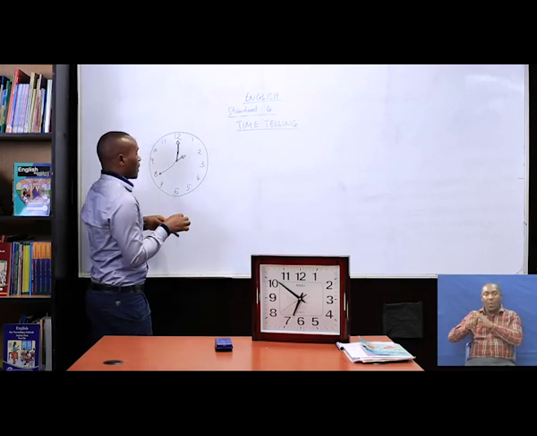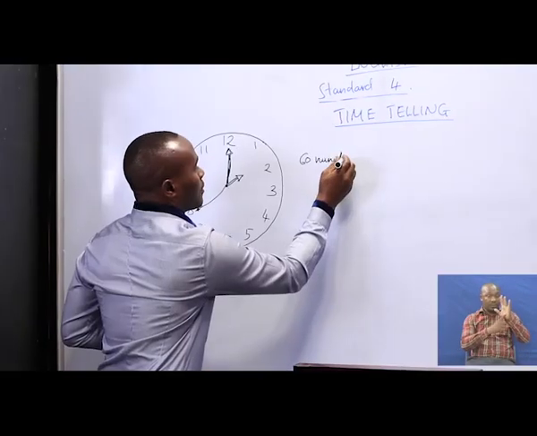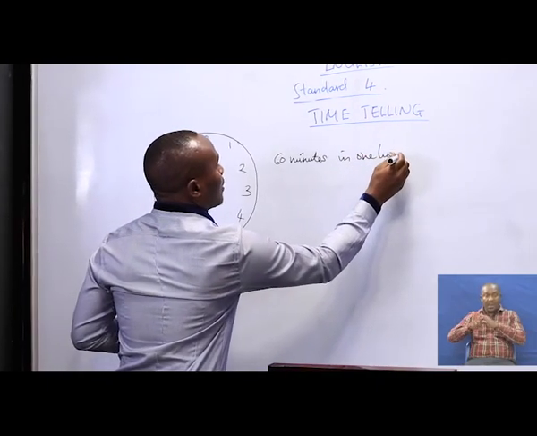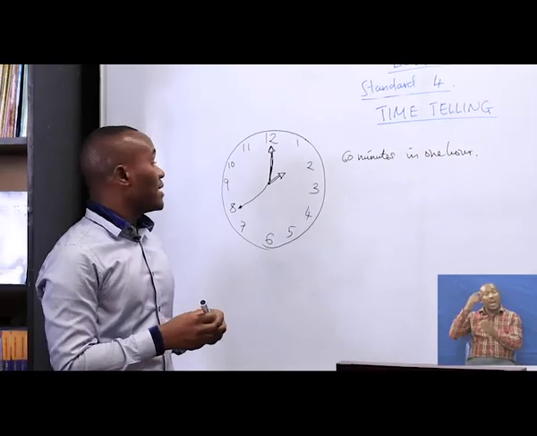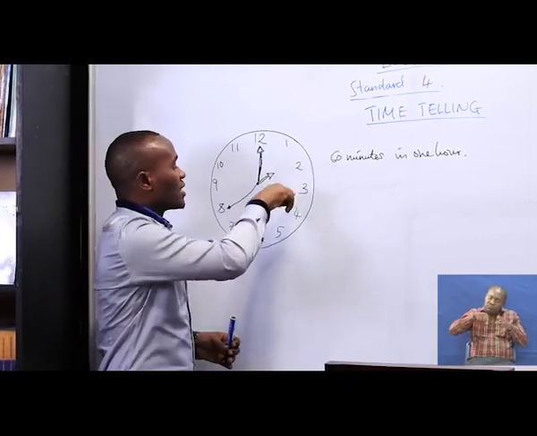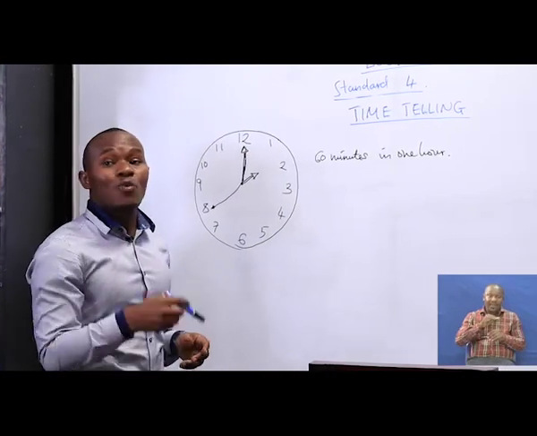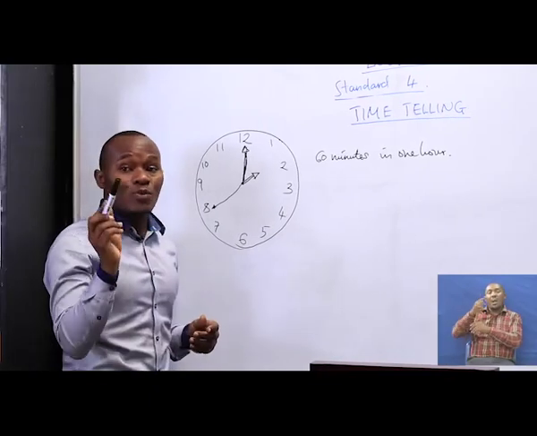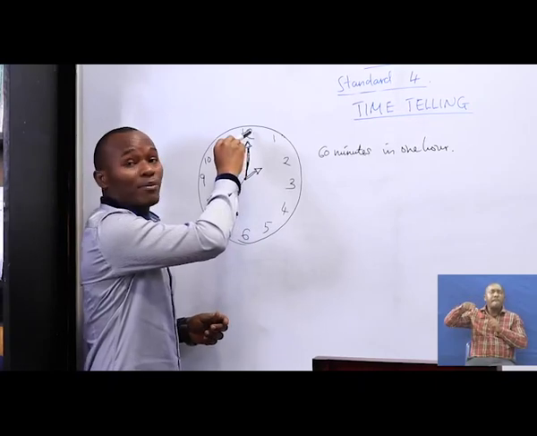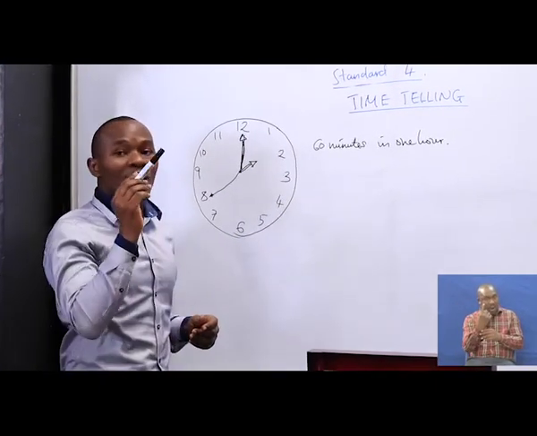60 minutes in 1 hour. What does it mean? This means that when the long arrow rotates and completes 1 round of 60 minutes, that makes 1 hour. That means the long arrow will rotate from number 12 up to number 12. Then we have already made 1 hour.